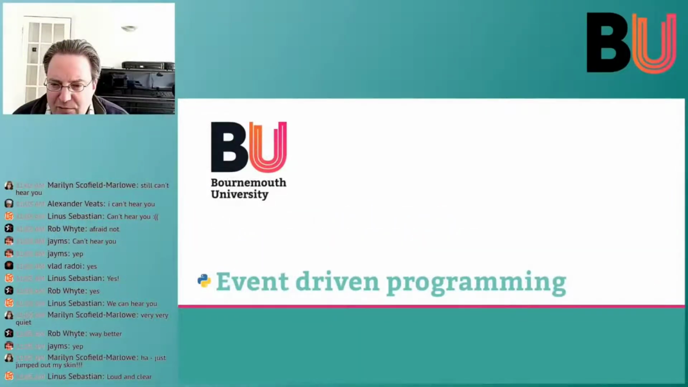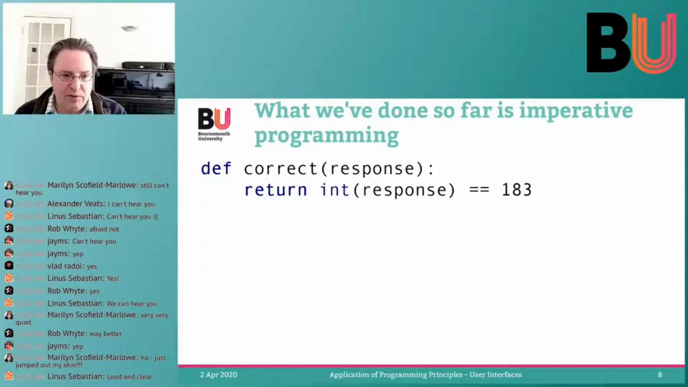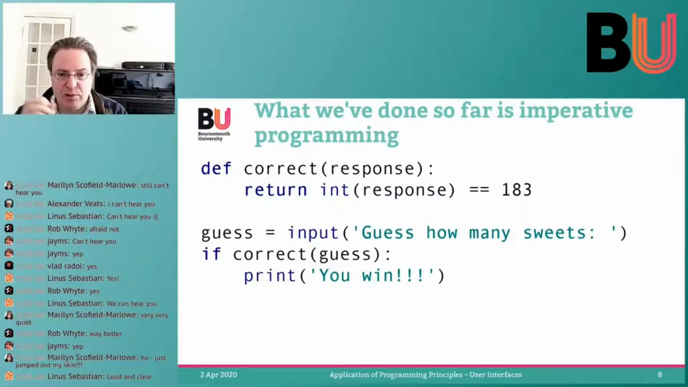So what is this event-driven programming? And this is something that you need to get your head around. Basically, in normal programs, imperative programs, what we do is we might define a function and then we have an input that does this, but we control what happens at all times. We control the order in which things happen.